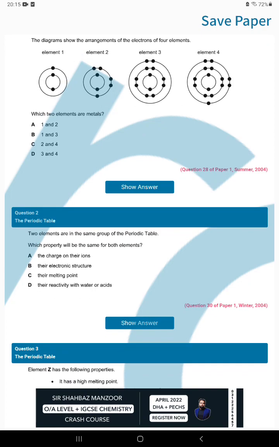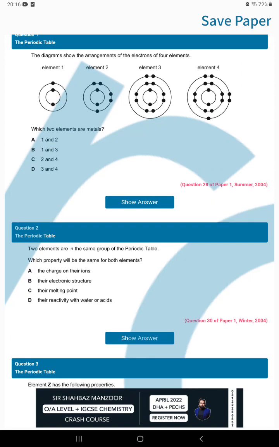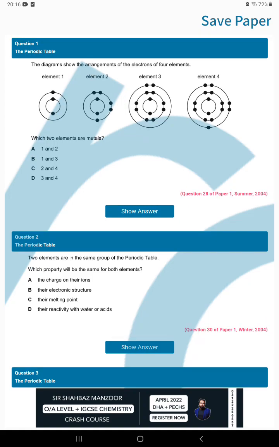Then we have 4, 5, 6, 7, 8, 9, 10, 11, 12. In element 3, we have 12 electrons, with 2 valence electrons. In element 4, we have 15 electrons, and we have 5 valence electrons. So what do you think, which two of the elements are metals?